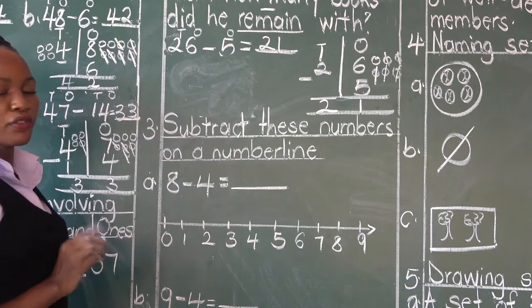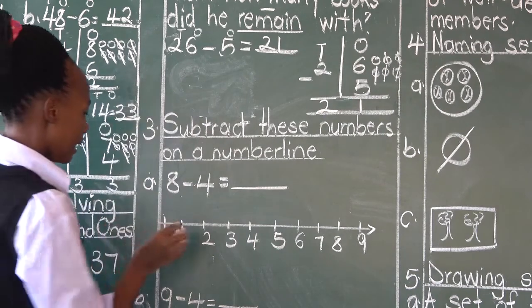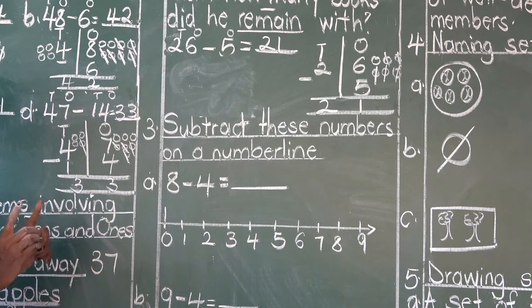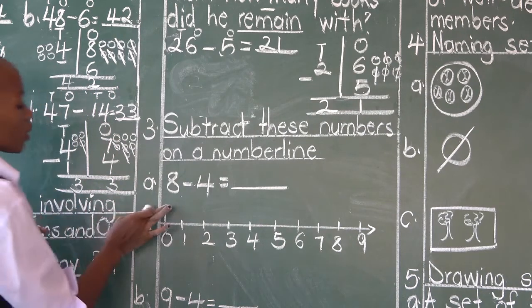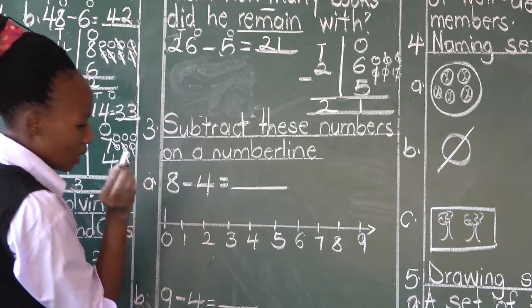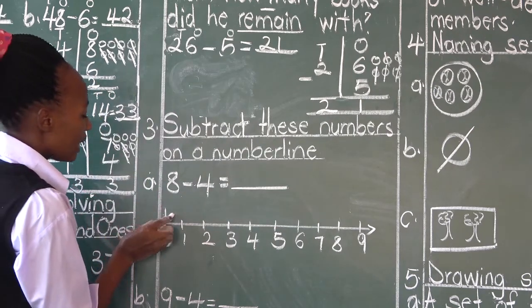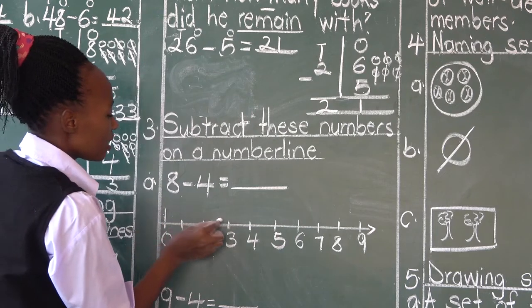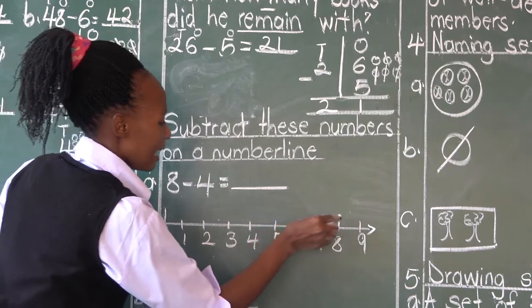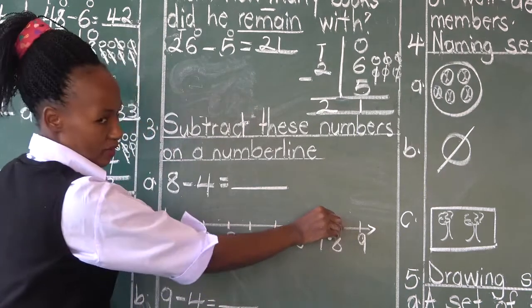We are going to move 8 steps on our number line. Let's first put this. Now we are going to count the 8 steps. Where they end, I'm going to show you what we are going to do. Let's first count them. We are counting 8 steps. 1, 2, 3, 4, 5, 6, 7, 8. They've ended here where there is number 8.